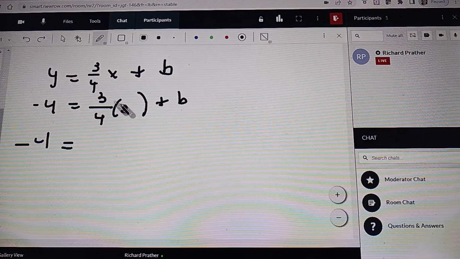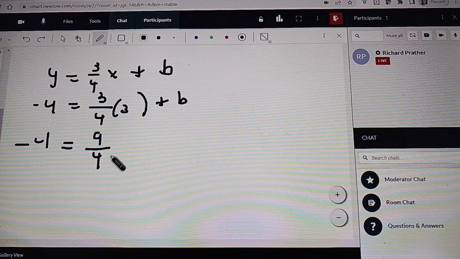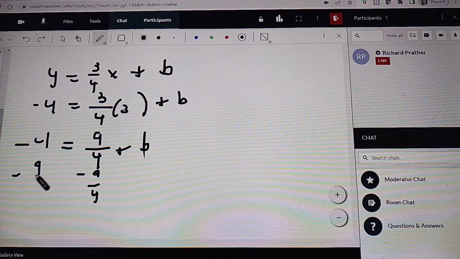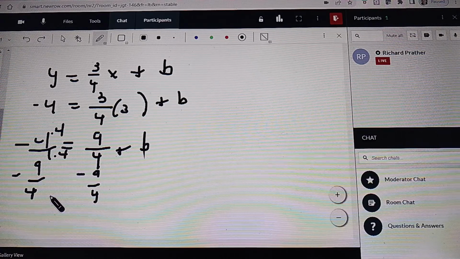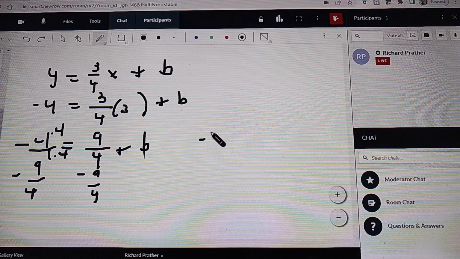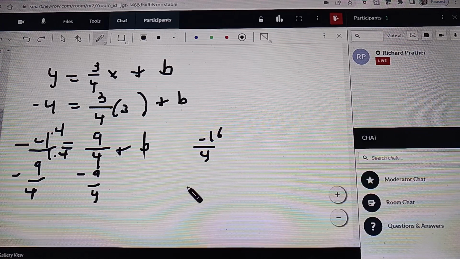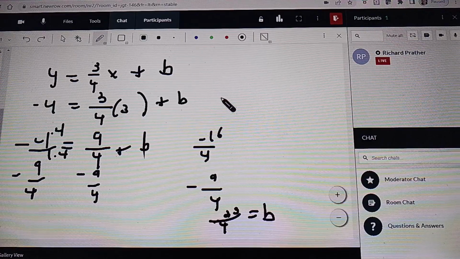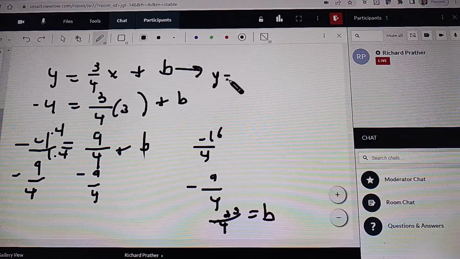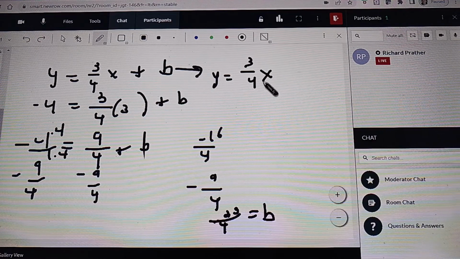And we already know it should turn out to be negative. 3 times 3/4, you just multiply the 3's and you get 9/4. Subtract 9/4 from each side. So multiply that by 4 over 4. And you would get negative 16 over 4 minus 9 over 4. That's negative 25 over 4. So the final answer is y equals 3/4 x minus 25 over 4.